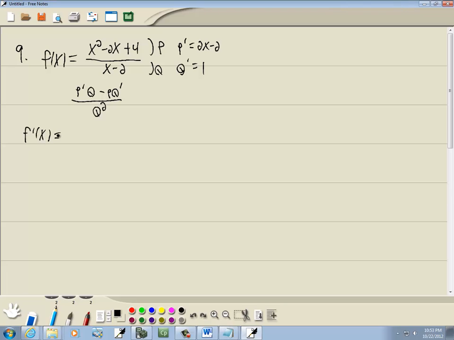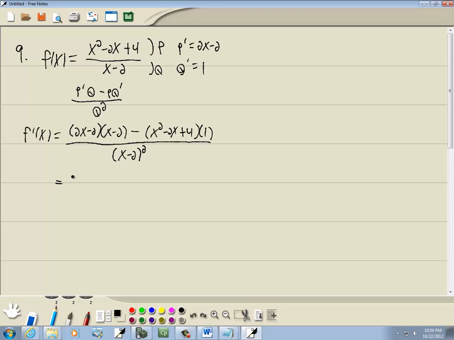So for our first derivative, p prime was 2x minus 2 times q, which was x minus 2, minus p, which was x squared minus 2x plus 4 times q prime, which is 1, all over q squared. Let me double check that. P prime 2x minus 2 times q, that minus p. Okay. Now, I would factor out what they have in common, but the first group and the second group have nothing in common. So I just want to get rid of parentheses, combine together like terms, see what happens.